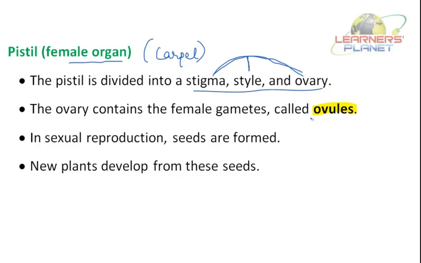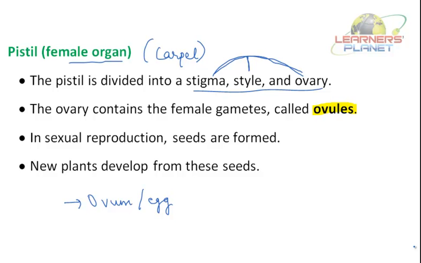each ovule contains only some of the female gametes of the plant, and the female gamete of the plant which is present inside the ovule is called an ovum, or an egg. So it is clear from this that female gametes of a plant are made in the ovary of the pistil. Right?